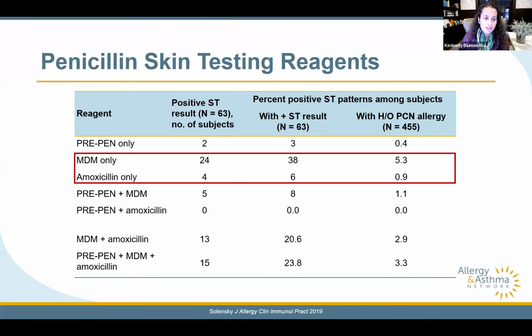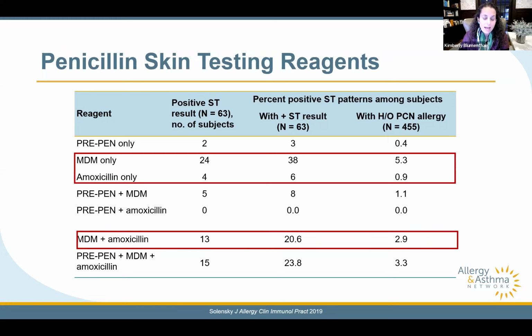Now, minor determinant mixture is challenging to make for skin testing. But I want to point out that minor determinant mixture, MDM only, picks up 38%. So even though it was the minor determinant in this study, it was more common than major determinant or Pre-Pen. And amoxicillin was 6%. So what I do want to point out here is that we actually do skin test with ampicillin. Amoxicillin is not sterile, so we can't skin test with that and make that ourselves, but we skin test with ampicillin, hoping that we pick up these people.